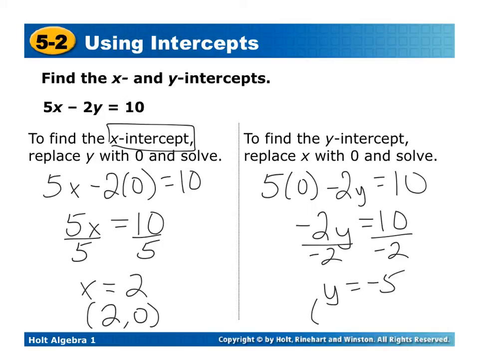So my coordinate is going to be 0, negative 5. And remember, I know that it's 0, 1 because when it's an intercept it's always 0, and 2 because that's the value that I substituted in for x.